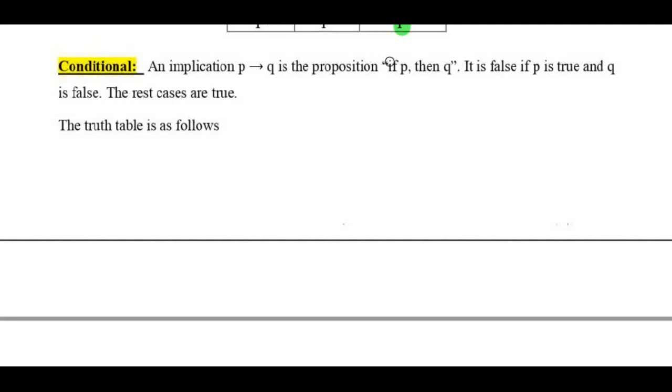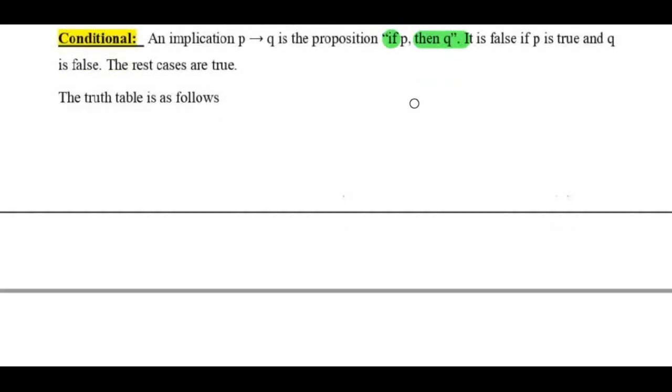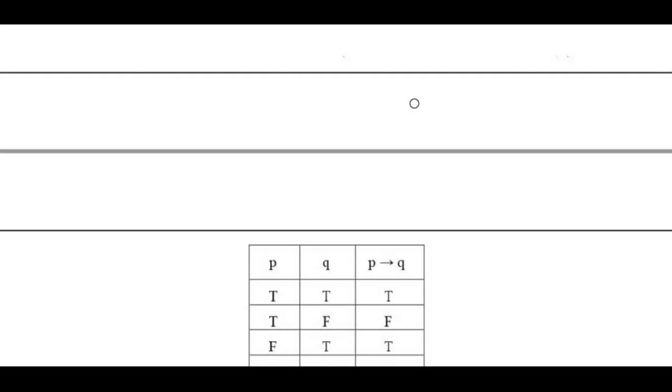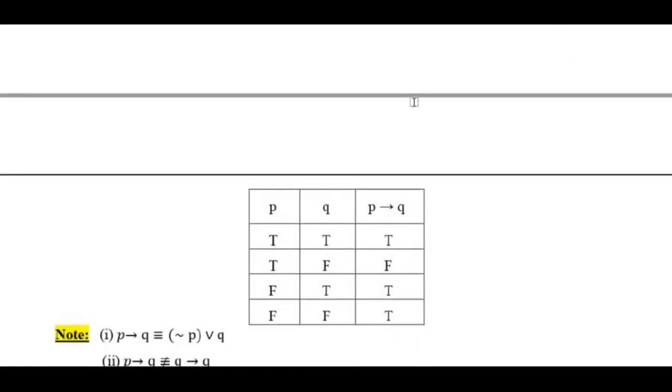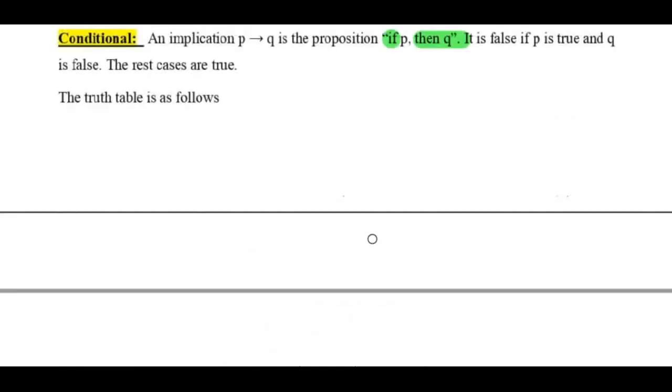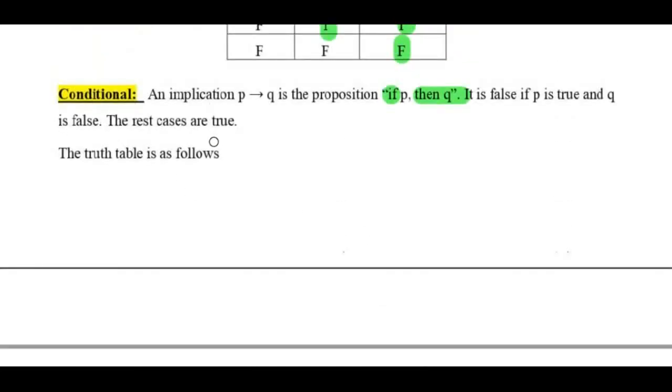Okay, here you see, if the P statement is given, we are going to find the Q statement. So here it is very easy to understand the concept. The first statement you should get true, the second statement you should get false, then P then Q is false. The rest of the cases are true. That is called conditional.